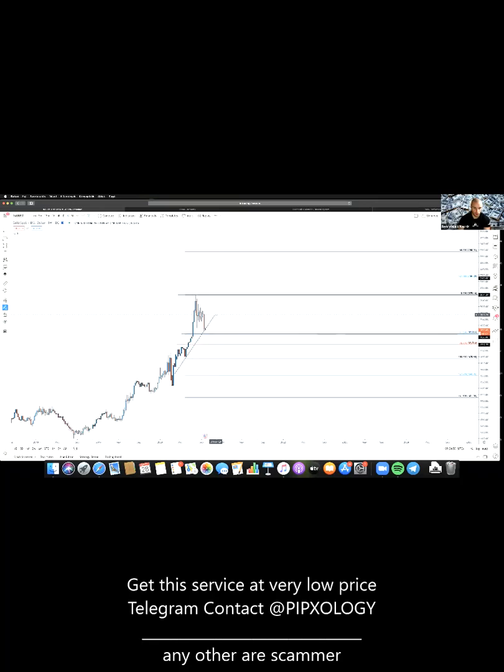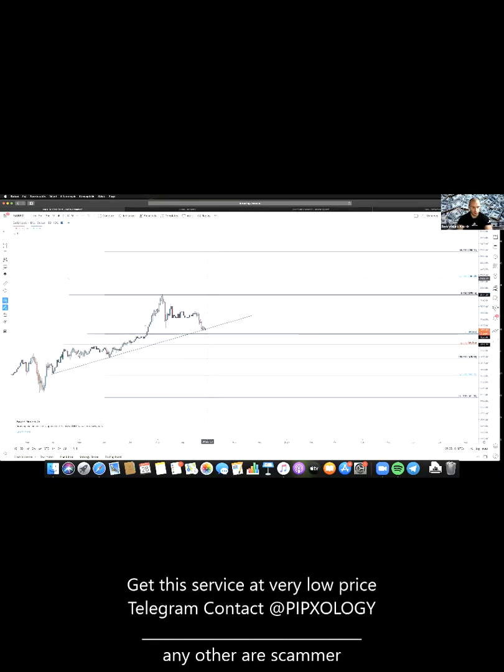Basically, that's all on the weekly. We can have a look one more thing. Maybe the Fibonacci matches also. Oh, it's 1.80, so it's not much. Let's go on the daily.